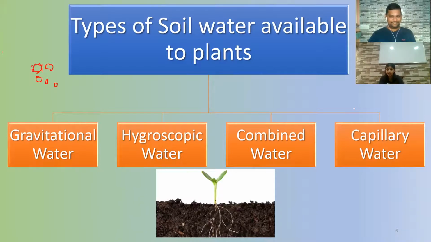What is capillary water? See, you can see this soil particles as I said. तो particles के ऊपर जो चिपका हुआ पानी है वो hygroscopic है. But there is some water which is present between the soil particles. In the minute pores between the soil particles. सब soil particles के बीच बीच में minute pores में जो पानी रहेगा, that can be absorbed by the root hair. That is capillary water.